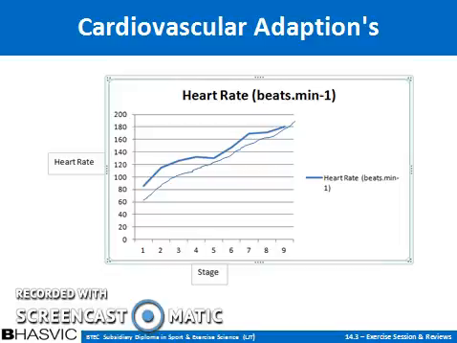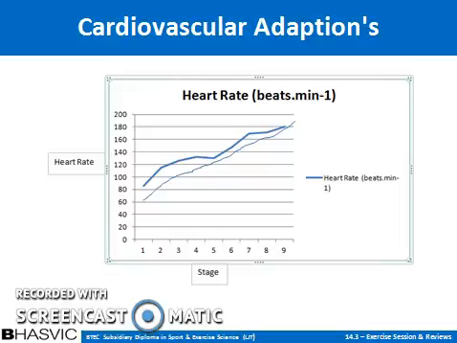The heart rate will then increase until stroke volume plateaus. Heart rate will then increase beyond this point due to the increase in cardiac output because of the cardiac hypertrophy. The heart rate will then increase until the athlete cannot carry on and has fatigue.